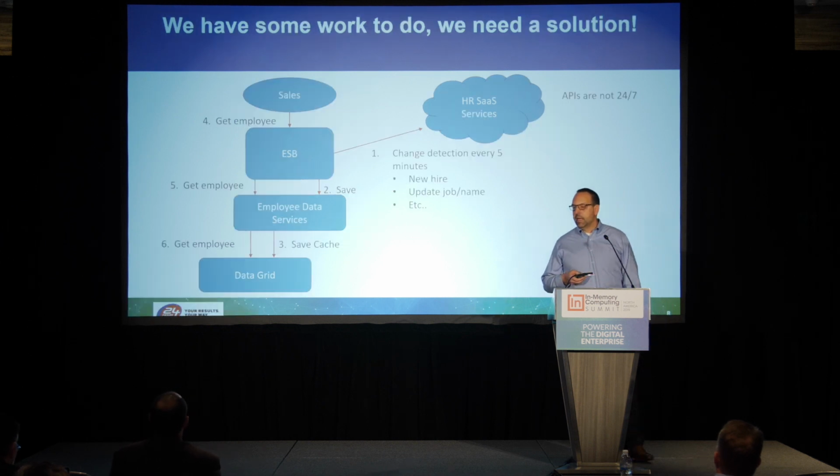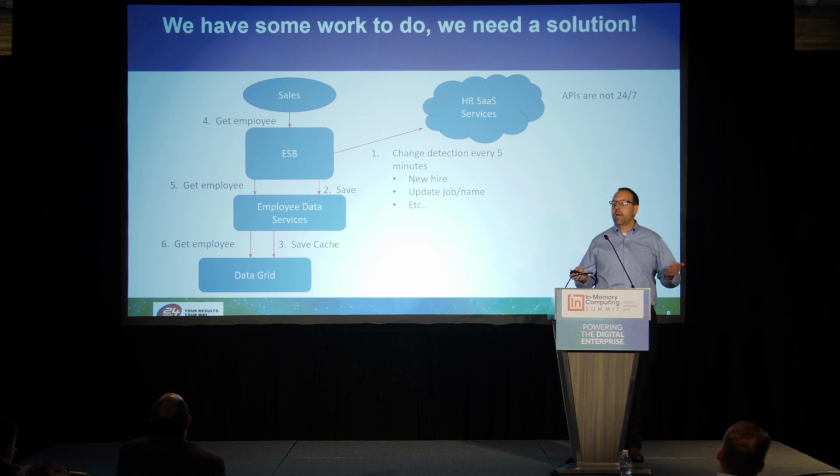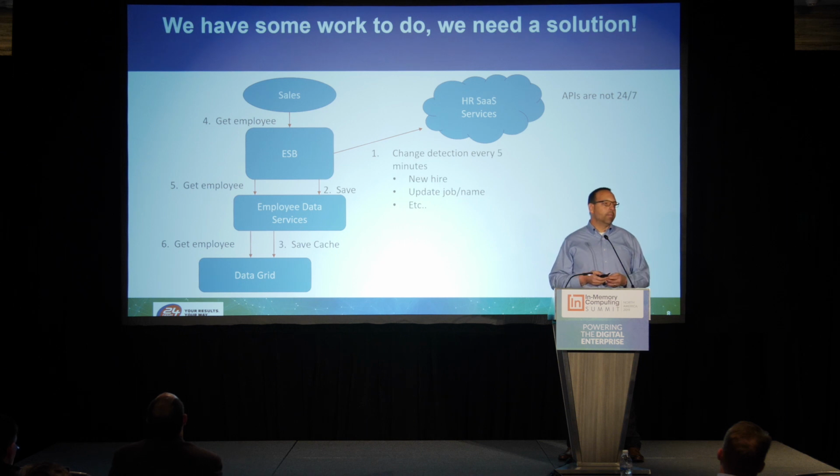What happened in this scenario was the SaaS providers' APIs were not guaranteed to be up 24/7. We're a 24/7 business. We like making sales online whenever you want to buy from us. And so to support 24/7 sales and not be down, we chose to cache the employee data so we always had access to it.